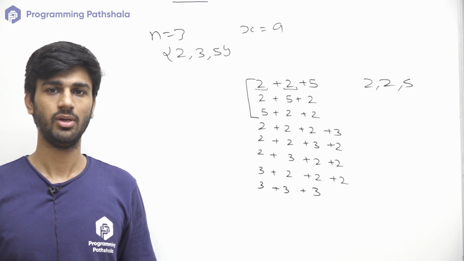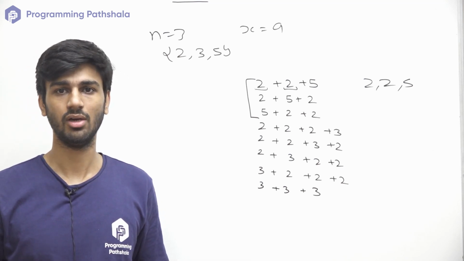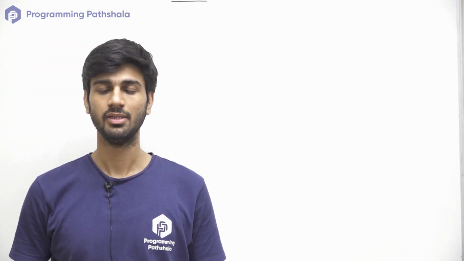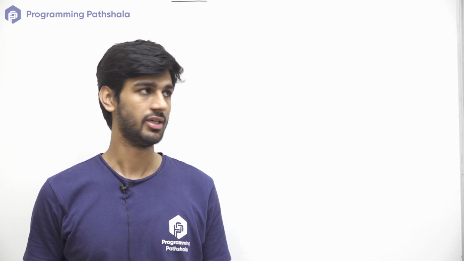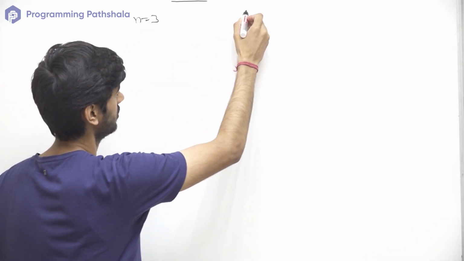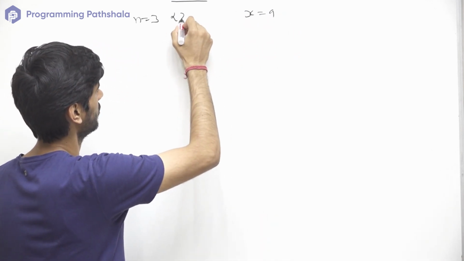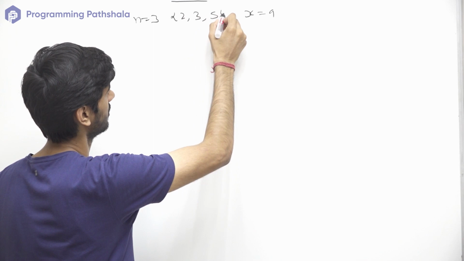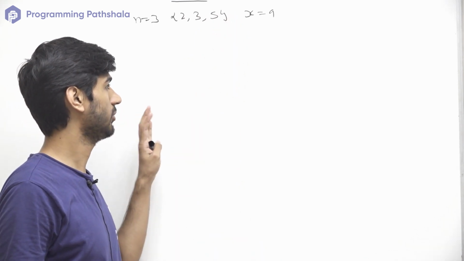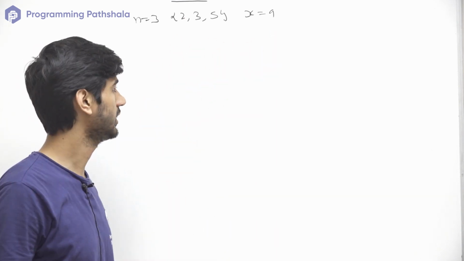Now the problem statement is clear, so we can try to take an example and figure out how we can approach this problem. Let's take the same example provided in the problem statement, where n is equal to 3 and x is equal to 9, or we can say the desired sum is 9. The values of coins are 2, 3 and 5. Here we want to find the total number of distinct ways to get a sum of 9 using these 3 values of coins.